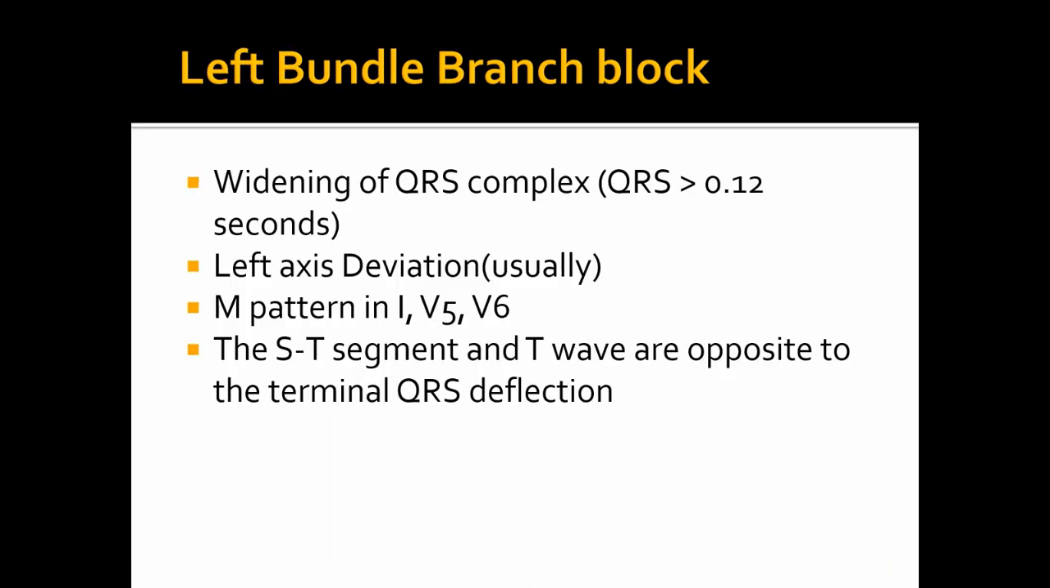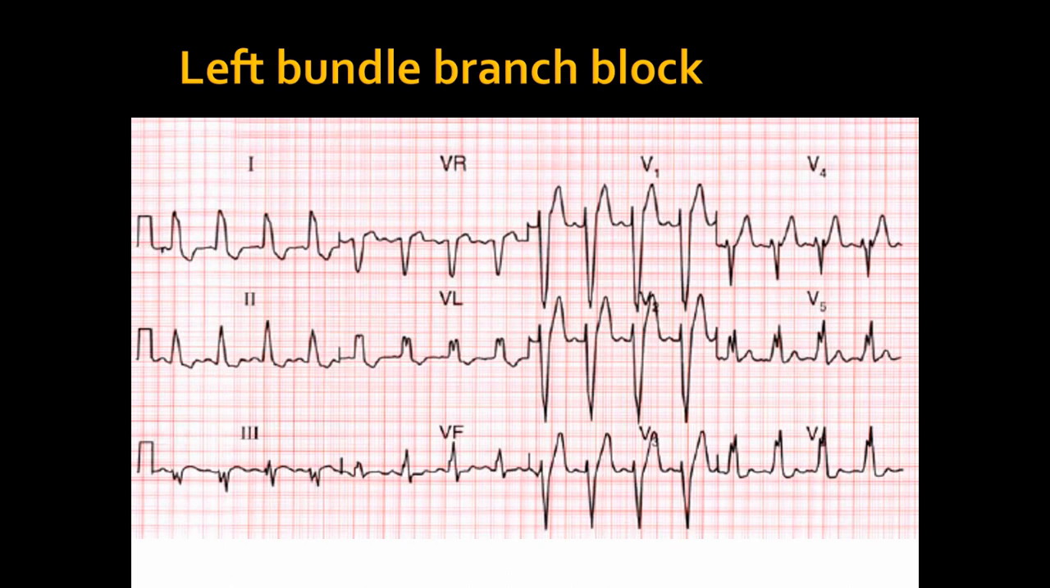If you look at left bundle branch block, similar thing is here, widened QRS complex. And there is usually a left axis deviation, but it is not always the case. And there is an M pattern in lead 1, V5 and V6. Now in right bundle branch block, it was predominant in leads V1 and V2, while here it is in leads 1, V5 and V6. And the ST segment and T waves are opposite to the terminal QRS complex deflection.